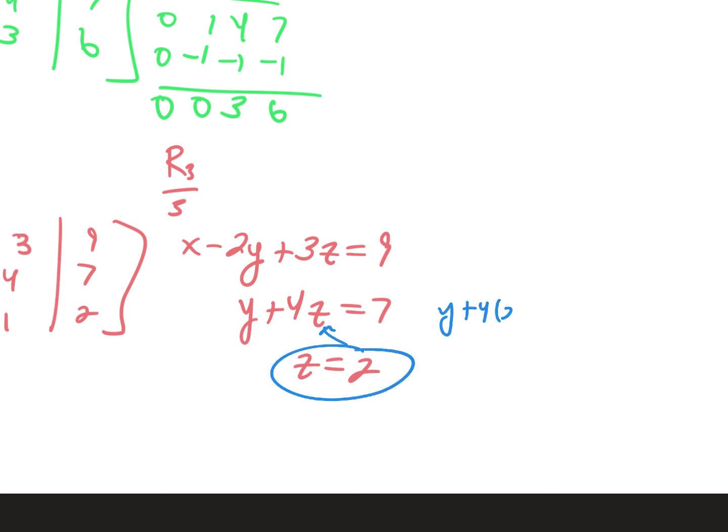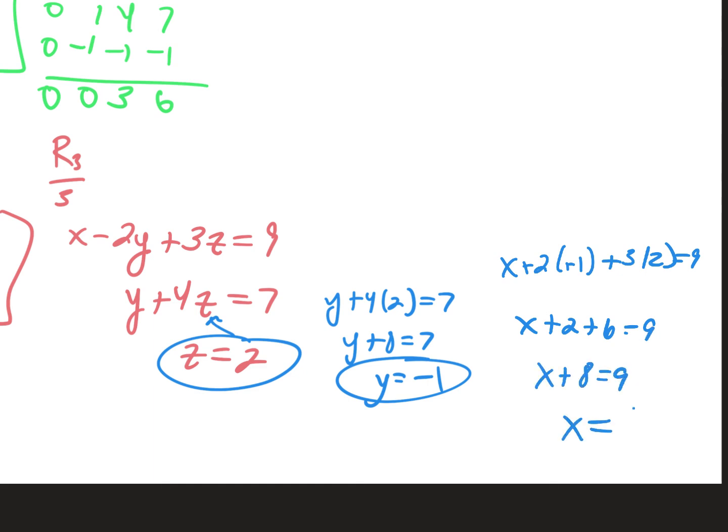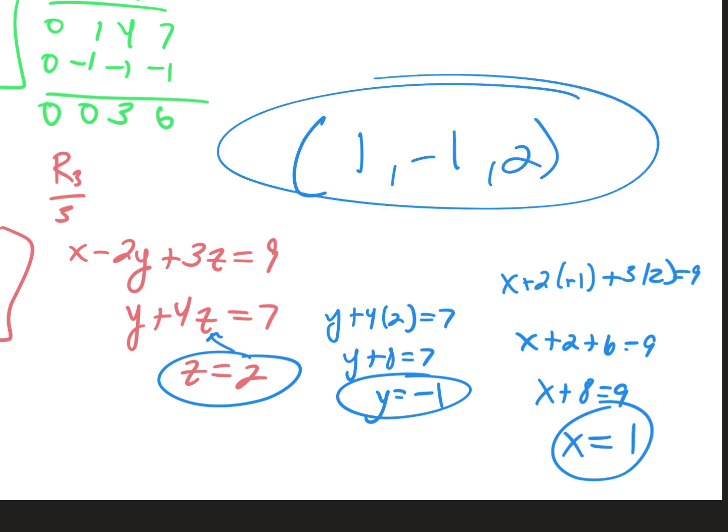So y plus 4 times 2 equals 7. y plus 8 equals 7. So y equals negative 1. And take that, plug it into the top. So x minus 2 times negative 1 plus 3 times 2 equals 9. This becomes x plus 2 plus 6 equals 9. x plus 8 equals 9. So x equals 1. What's your ordered triple? 1, negative 1, 2. And then what can we do with those three numbers? Plug it back in.